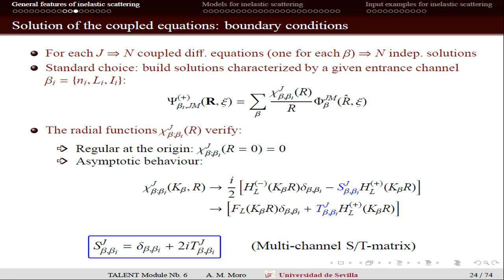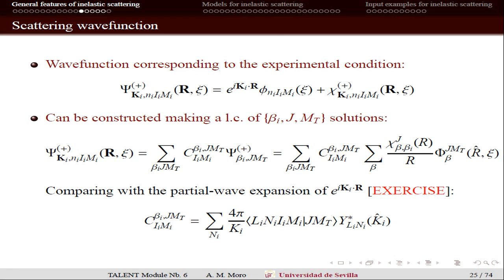Again, let's go further. So the general solution, we are obtaining solutions characterized by a total J, but in our experiment, our beam is not characterized by total angular momentum J. It's characterized by some momentum vector Ki. Remember, we have a plane wave, for example, and a set of scattered waves.